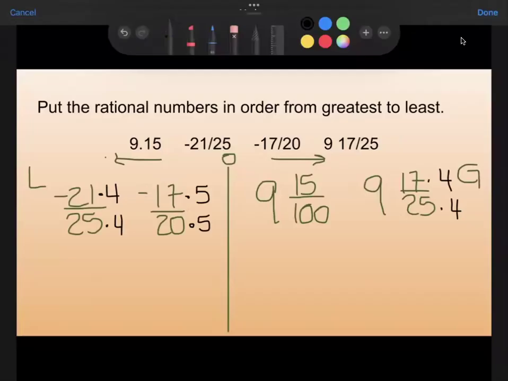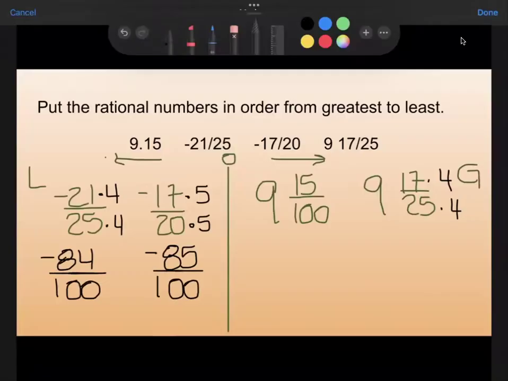Okay, so now I need to do some rewriting here and some calculating. So I need to do -21 times 4. That will give me -84 over 100. And then -17 times 5 is -85 over 100. So again, since both of these are negative, we want to get the one that's furthest away from 0 and make that the least. So that means these two are going to have to switch.